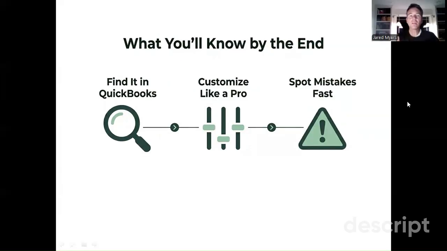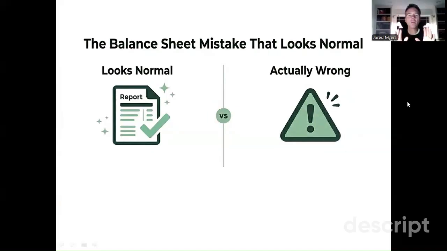And by the end of this, you know exactly where to find it in QuickBooks Online, how to customize it like a pro, and how to spot mistakes that silently mess up your books. And stick around because there's a super common hidden error in balance sheets that make your balances look normal when they're actually completely wrong. That said, let's get into it.